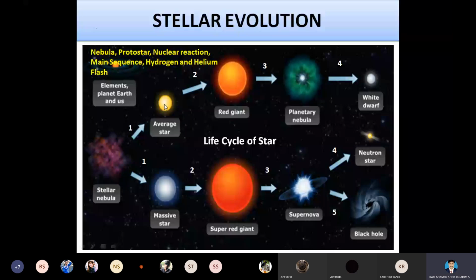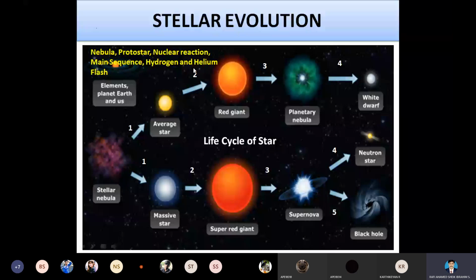So these are all the parameters which take place between these two regions, from the starting to the second stage. So the following properties we have to learn: nebula, protostar, nuclear reaction, main sequence, hydrogen burning, then helium burn, and then carbon and oxygen burn. So these are all the various flashes which take place here in the life cycle of the star.